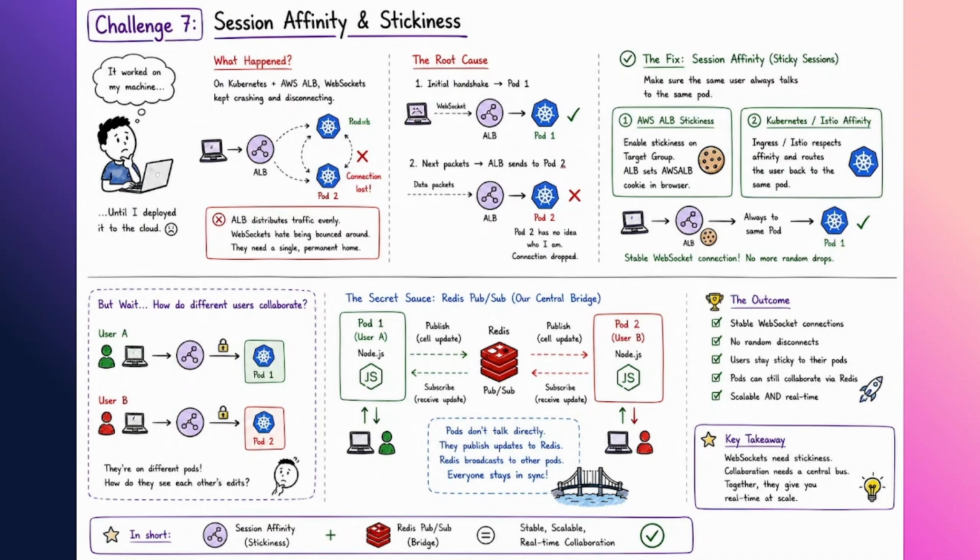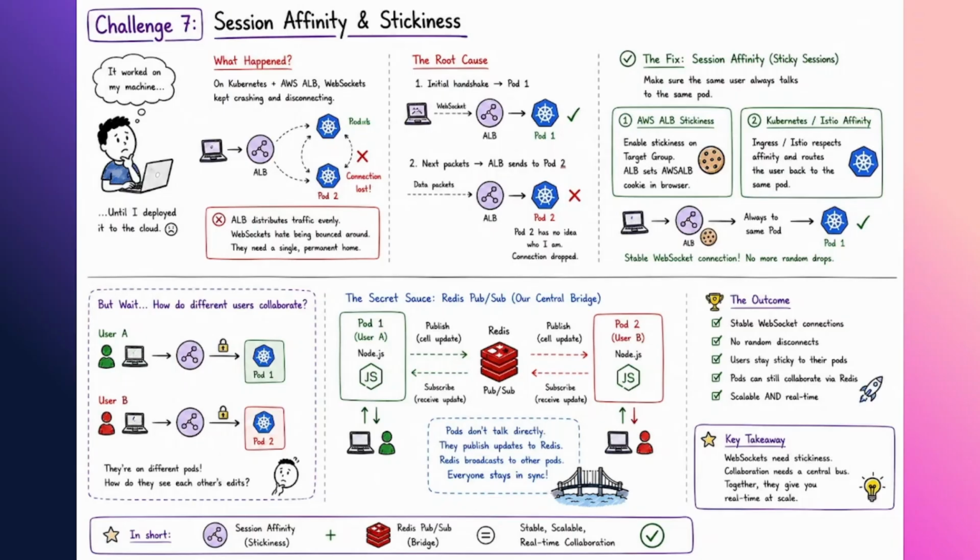To fix this, I had to configure session affinity, also known as sticky sessions, at two completely different infrastructure layers. First, I had to configure the AWS application load balancer target groups to enable stickiness, which drops a load balancer tracking cookie in the user's browser. Second, I had to configure my Kubernetes ingress and Istio virtual services to respect that affinity and always route that specific user back to the exact same Node.js pod they started on.